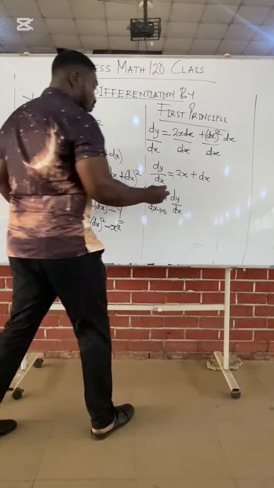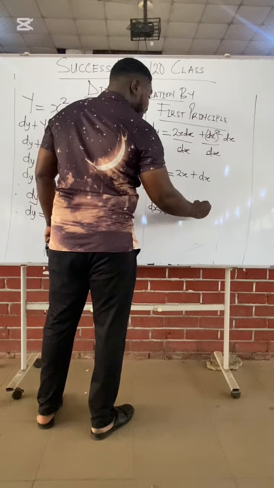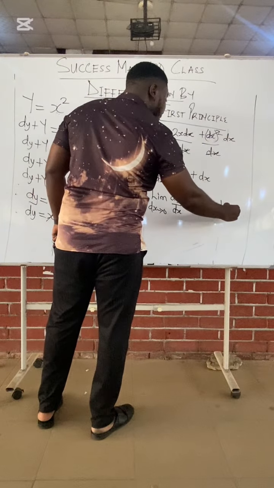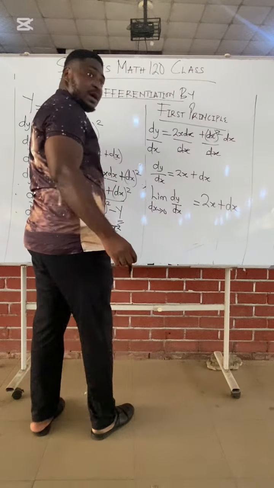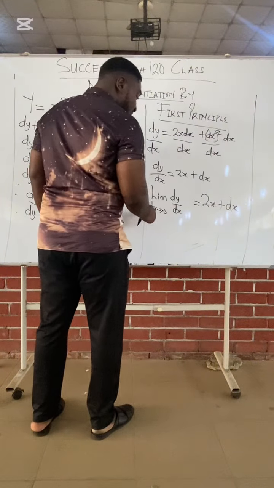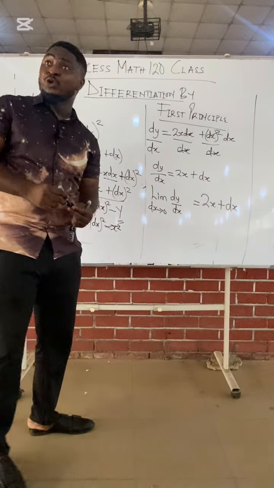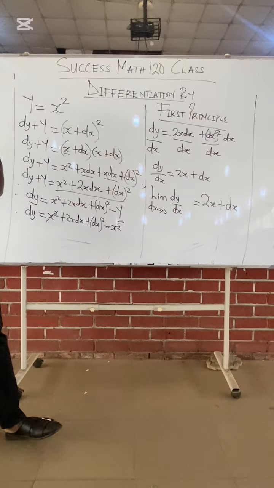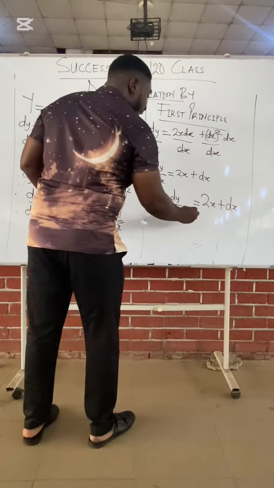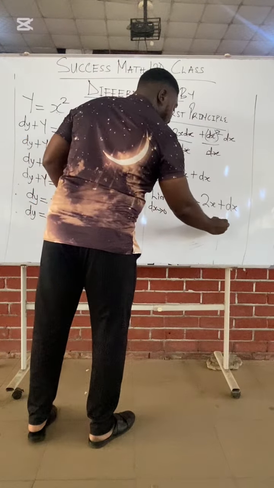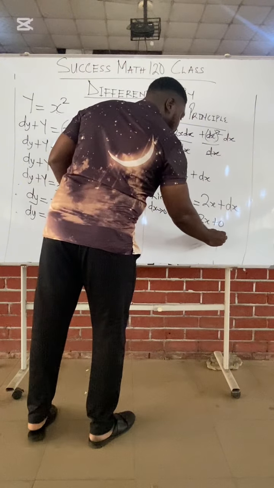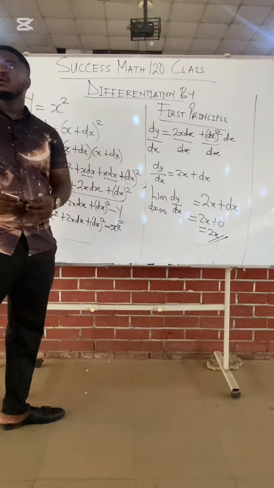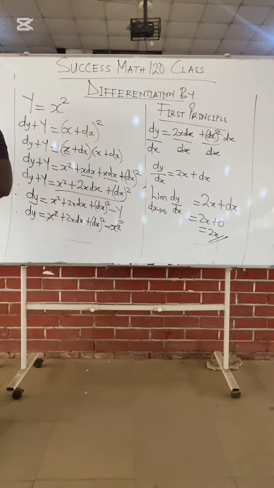Class, who is dy/dx? 2x plus dx, right? So anywhere we see dx, we put what? 0. dx tends to 0 means that anywhere you see dx, put 0. dx tends to 0 means replace dx with 0. So we are going to have 2x plus 0. What's 2x plus 0? 2x.